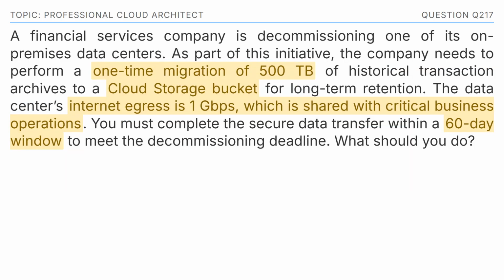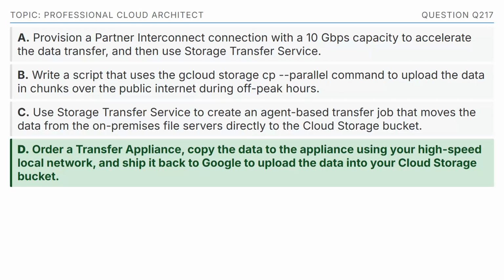To arrive at the correct answer, we focus on the keywords: one-time migration of 500 terabytes, Cloud Storage bucket, internet egress is 1 gigabit per second, which is shared with critical business operations, 60-day window. The correct answer is option D, order a Transfer Appliance, copy the data to the appliance using your high-speed local network, and ship it back to Google to upload the data into your Cloud Storage bucket.